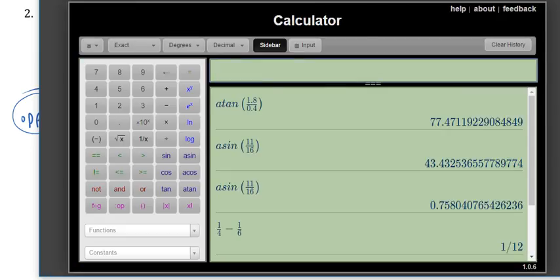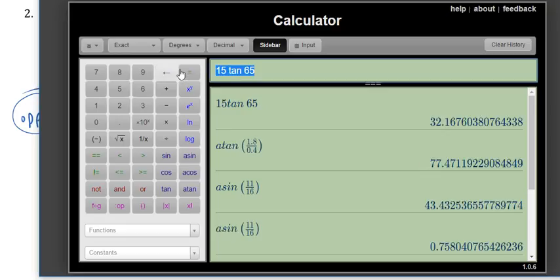Let me see if my scientific calculator works. So on this one, if you have a two-line calculator, it would be 15 tan. Make sure it's in degrees of 65. Let's see if this works. I haven't used this calculator very much.